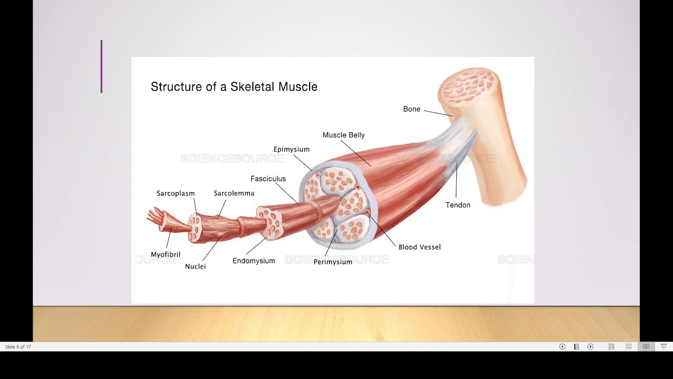At the lowest level it is myofibril, at the highest level it is muscle. Or you can say it in the opposite direction. Muscle starts in the muscle belly. Inside that there is fasciculus. Inside fasciculus you have different types of muscle fibers, and inside the muscle fiber you are seeing the myofibril. So that is the arrangement of this muscle cell.